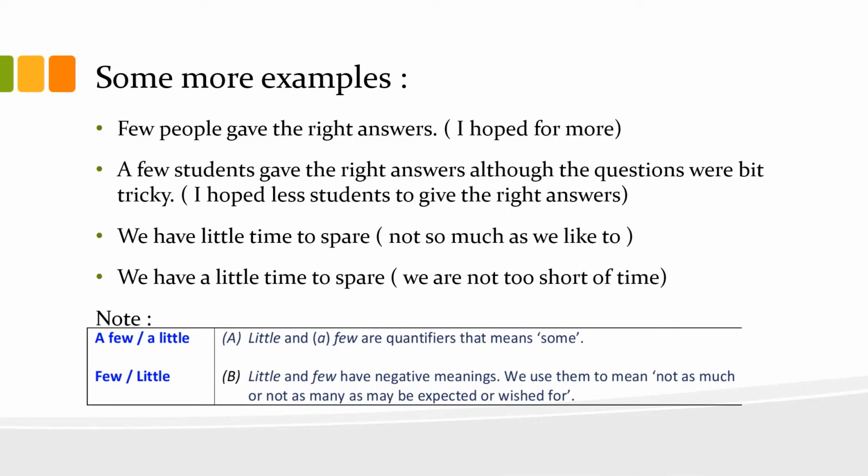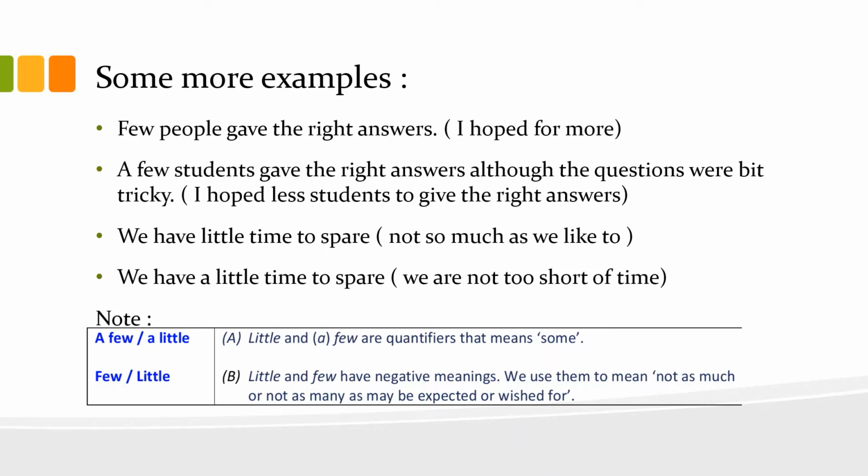Let's take some more examples about the use and omission of the indefinite article. Few people get the right answer. It means I hope for more. A few students get the right answer, although the questions were a bit tricky. I hoped less students to get the right answer. We have little time to spare. It means not so much as we would like. We have a little time to spare. It means we are not too short of time.